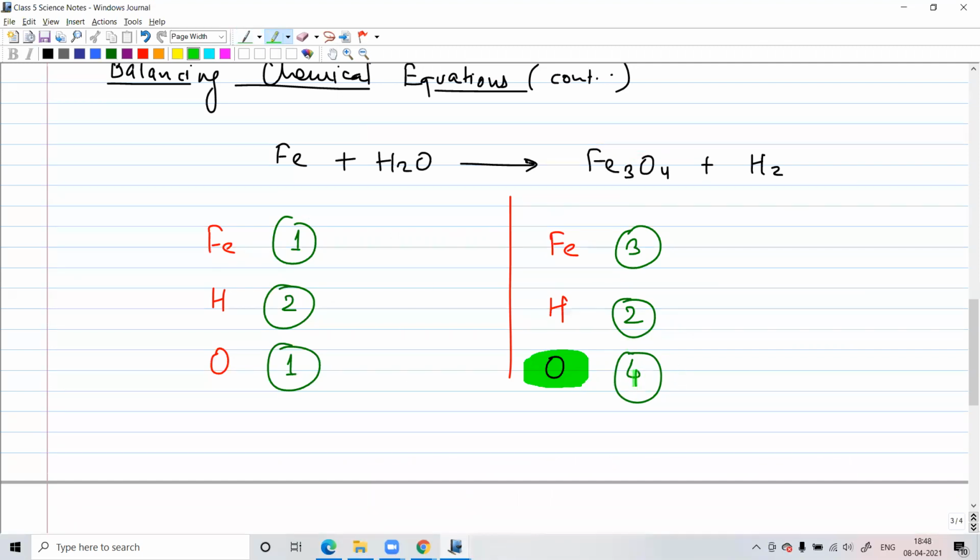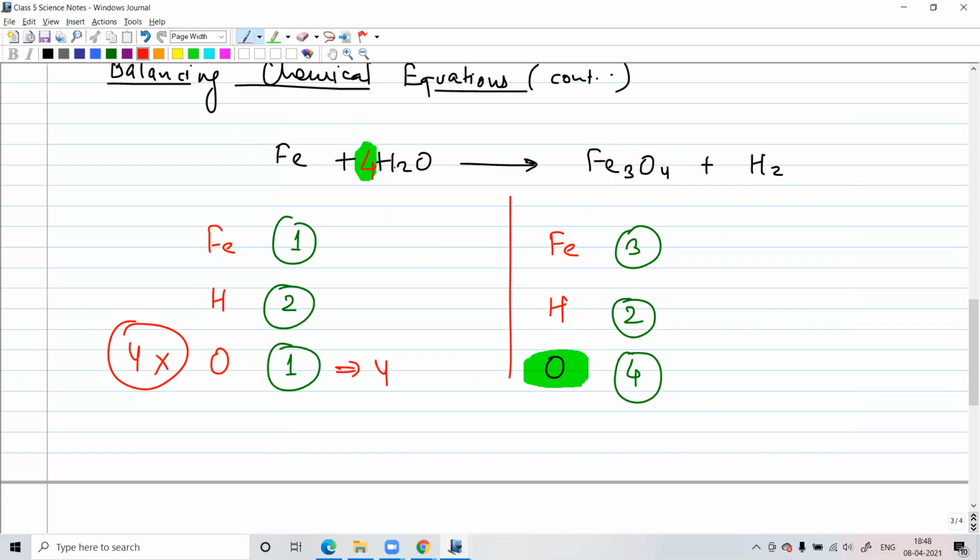So if this is 4 here, what will I have to do? I have to multiply this with 4, right? Now, where is my oxygen? It's here. And as you know, I can't do anything inside. So I'll have to multiply a 4 over here, correct? Yes, sir. So when you multiply a 4, now this has become 4.